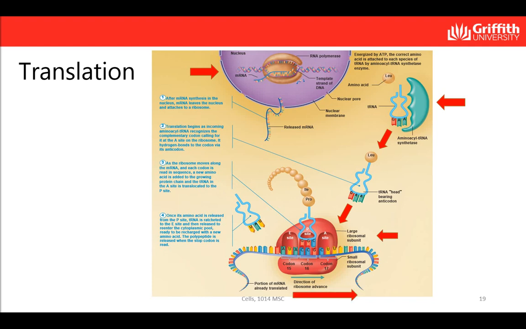The incoming amino-acyl tRNA binds to a complementary codon in the A site of a ribosome. An enzymatic component in the ribosome binds the amino acid of the tRNA in the A site to the amino acid of the tRNA in the P site.